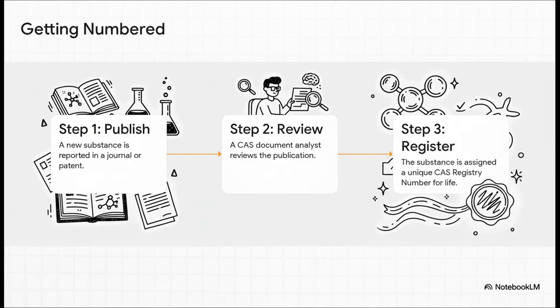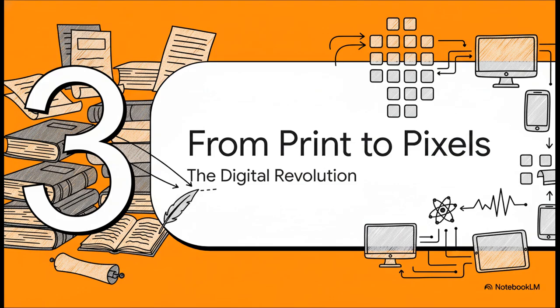When a scientist publishes research on a new molecule, a human analyst, a real person, at CAS reviews it. They verify the new substance, add it to the registry, and boom, it gets a unique number that will identify it for the rest of time. It's like an official birth certificate for a molecule. So this whole system of abstracts and registry numbers built an incredible foundation. But the next leap forward would totally revolutionize how scientists explored this chemical library, taking them from the slow world of print to the lightning-fast world of pixels.